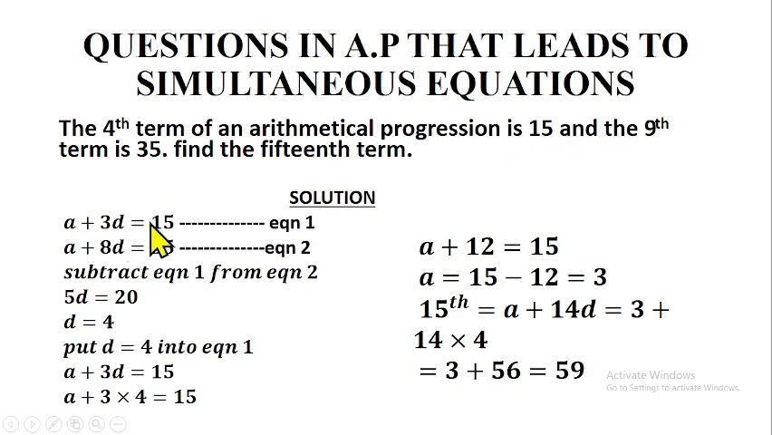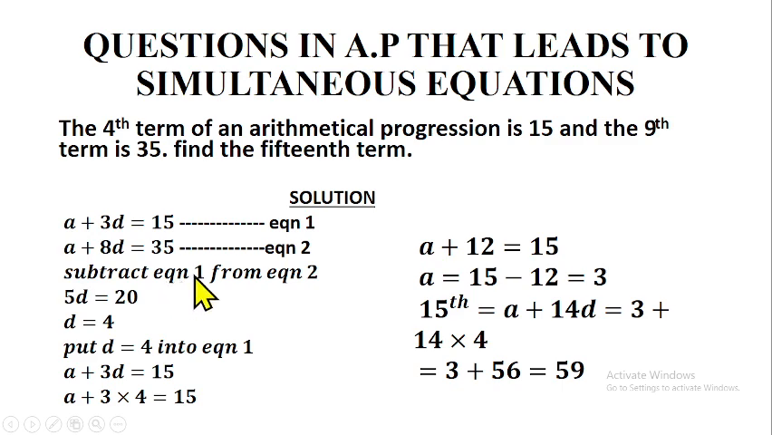So now the fourth term is 15, then we have A plus 3D equals 15. And the ninth term is 35, then we have A plus 8D equals 35. We can solve these two equations simultaneously using any method we know, whether the elimination method or the substitution method, because these are linear equations. You can use elimination here, because you can see that the coefficients of A are already equal, so we can just subtract to eliminate A.